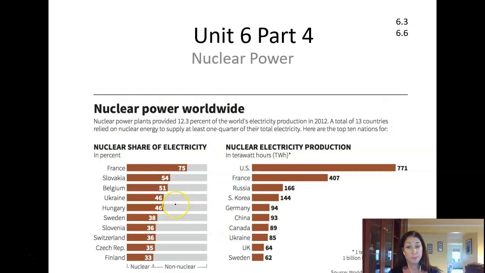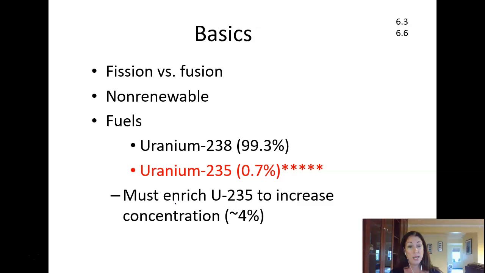So it's just taking a look at the different comparisons of countries and how important nuclear power is in their electricity makeup. Some of the basics: there are two different types of nuclear reactions that we'll refer to, fission and fusion. What we use for nuclear power is fission. That is our fuel source, or our method. Fission is the splitting of an atom, and fusion is combining two atoms. I'll go over these two processes.